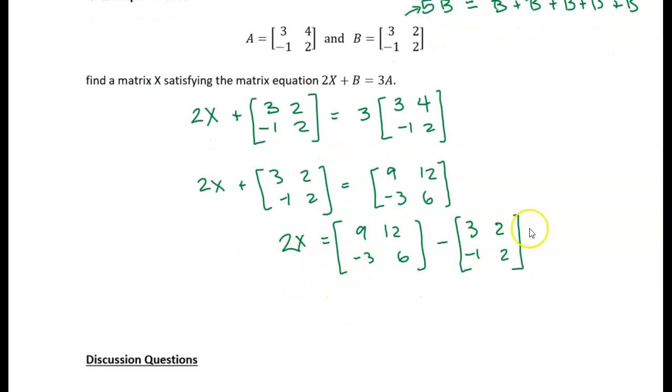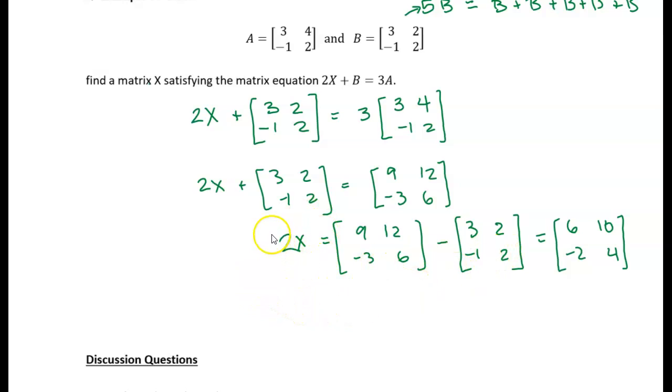Well, let me put it over here. 9 minus 3 is 6, 12 minus 2 is 10, negative 3 minus negative 1 is basically negative 3 plus 1, so that's negative 2. And then 6 minus 2 is 4. So there's the difference of those two matrices.